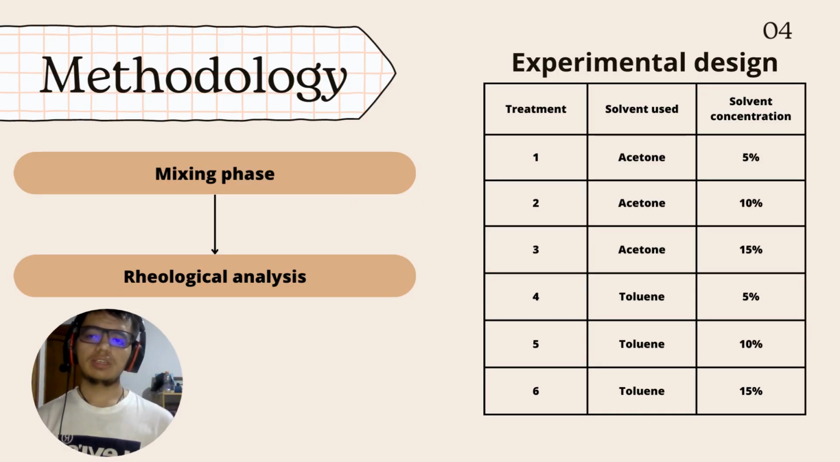Now for the methodology, we will have two principal steps: the mixing phase and the rheological analysis. And we will have an experimental design with six treatments, using two solvents, acetone and toluene, and three levels of concentration: 5%, 10%, and 15%.